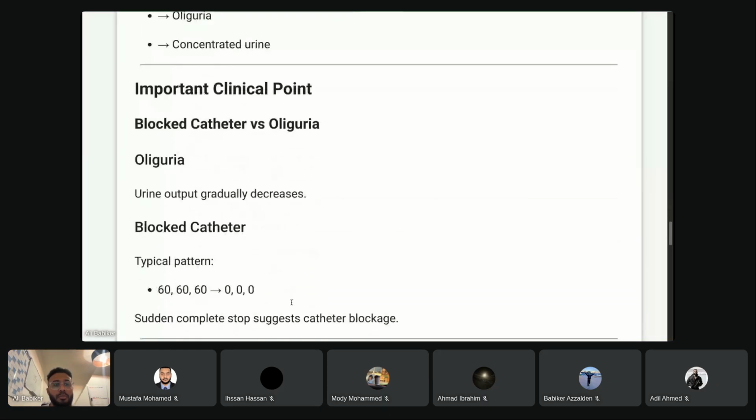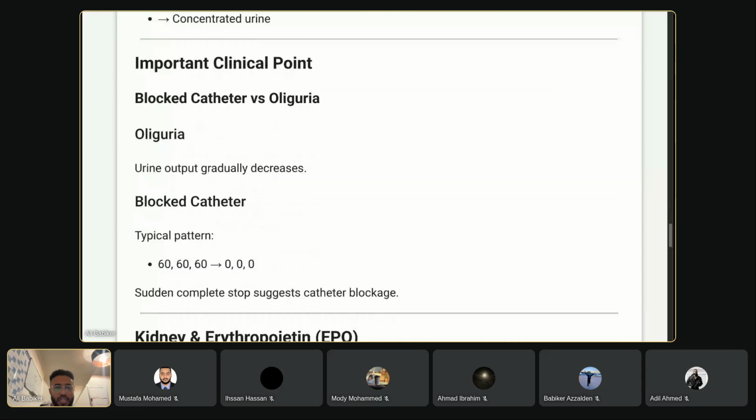Okay. Important clinical points for your exam. In your exam, they may present a patient, long story, he had medication, he has a catheter, and they tell you his urine output or glomerular filtration rate or whatever, his output was 60. It was 60 the next day, 16 the next day, and now became 0. So he has no urine output.